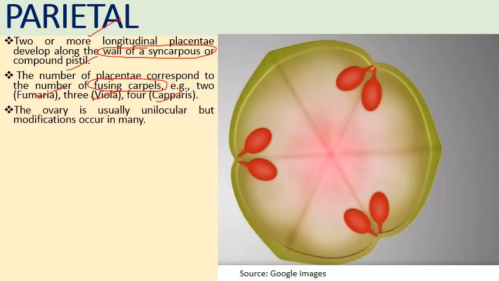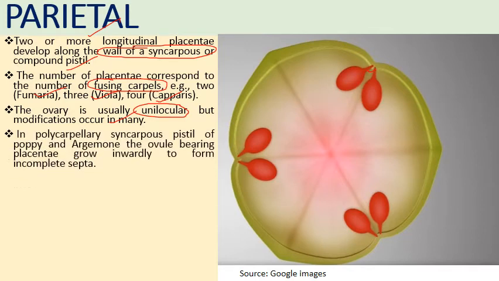The ovary is usually unilocular. जो ovary होती है एक ही chambered होती है, but modification occurs in many. But कुछ एक में modifications हो जाती हैं and it results in the formation of more than one chamber. In polycarpellary syncarpous pistil of poppy and Argemone, the ovule-bearing placenta grow inwardly to form incomplete septa. इसमें जो placenta होते हैं वो grow करते हैं inwardly, जिससे कि incomplete septa like structures बनते हैं in case of poppy and Argemone. और इसमें जो carpels होते हैं they are polycarpellary, means more than 5 carpels are present और fused होते हैं वो.